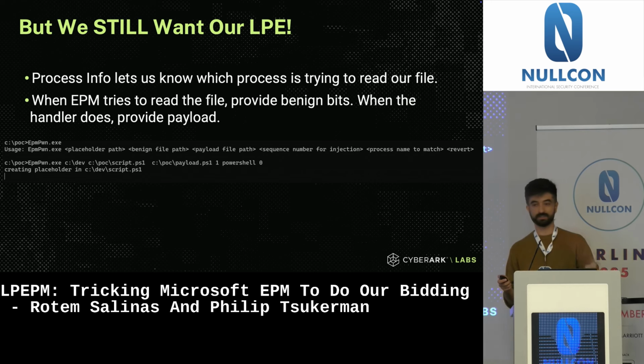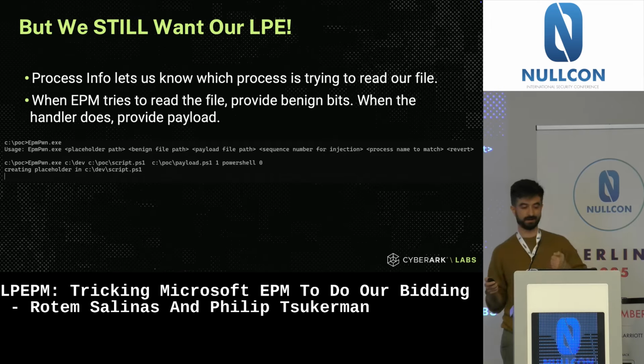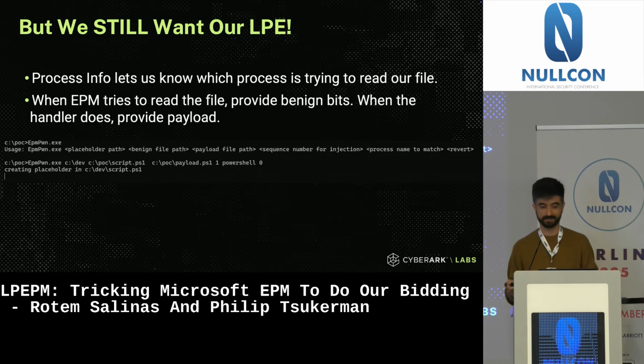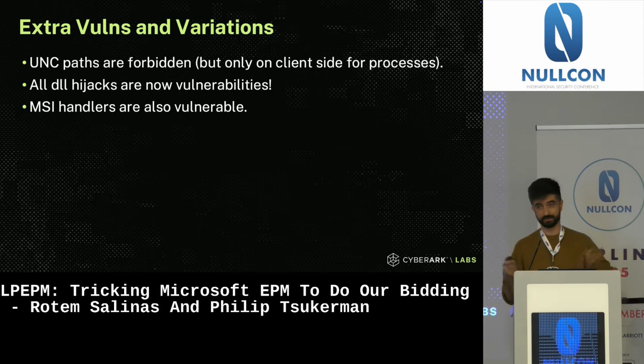So we don't really need to flip between different versions of the file anymore because we know that everything apart from PowerShell should see this file as benign. And we provide the payload to PowerShell. So everyone sees a nice file, PowerShell sees our malware, and it's getting executed as admin again.